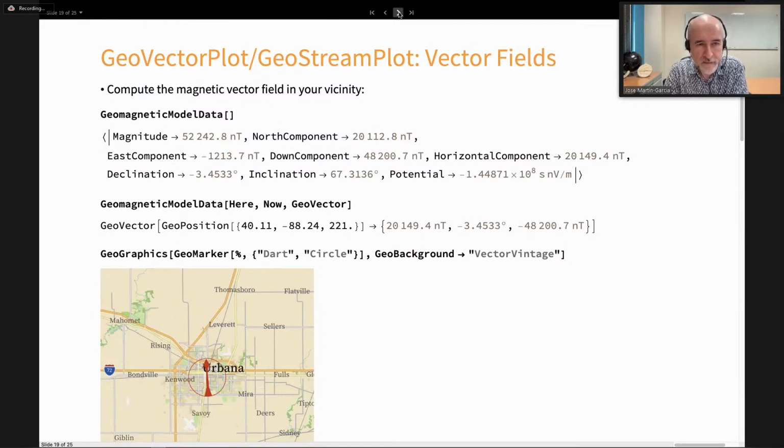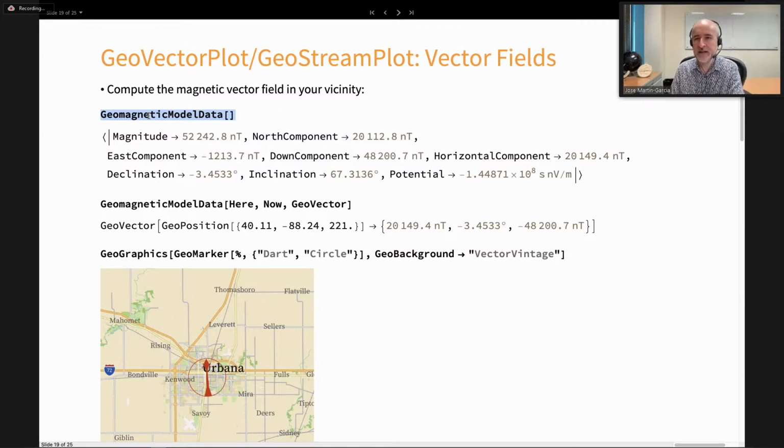Here we have another geovisualization function, and now we will talk a bit about magnetic information of the Earth. So we have this function called geomagnetic model data. We have another one called geogravity model data that reports data about the gravitational field. So this is about the magnetic field of the Earth. So we have recent data about the model for the magnetic field.